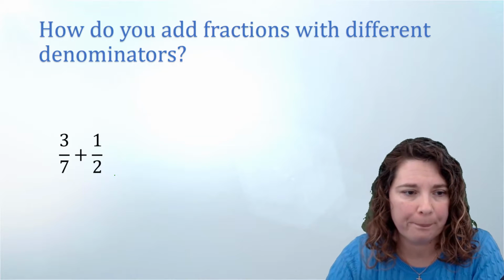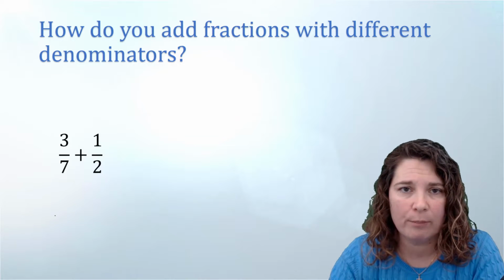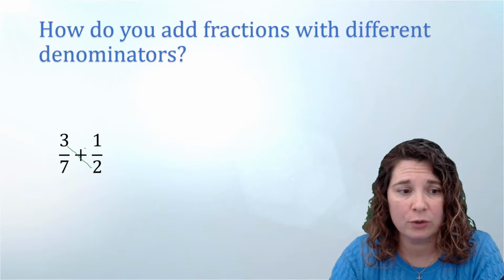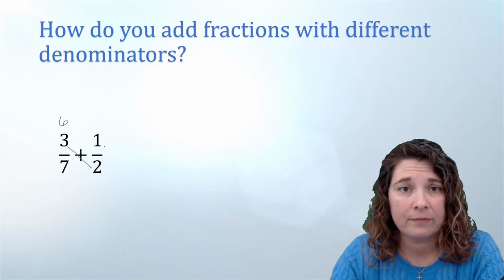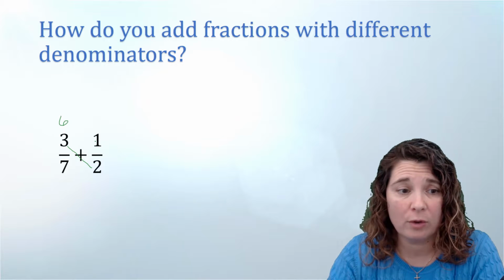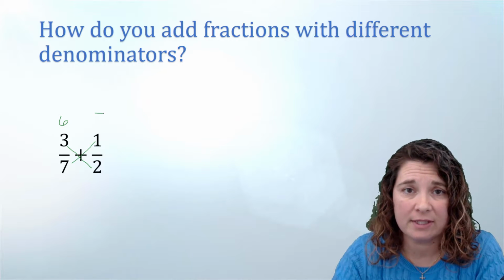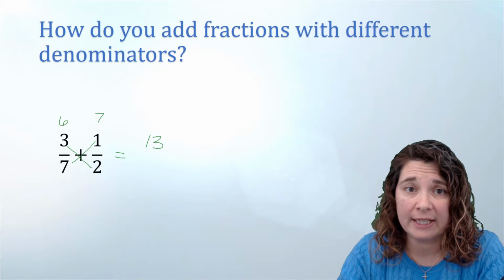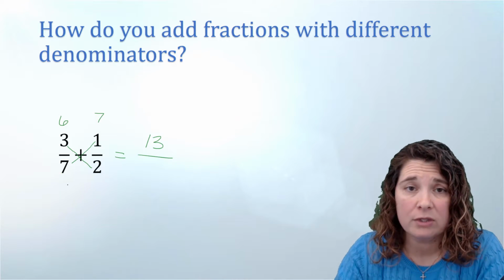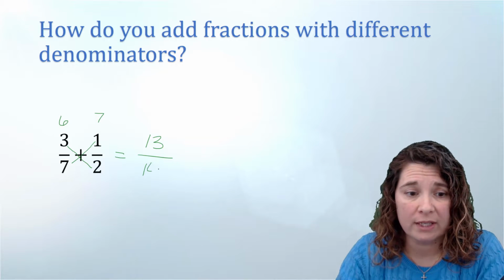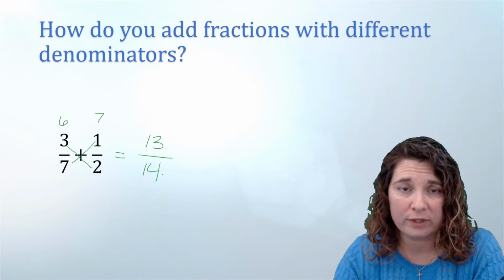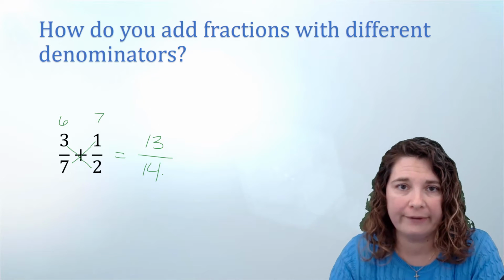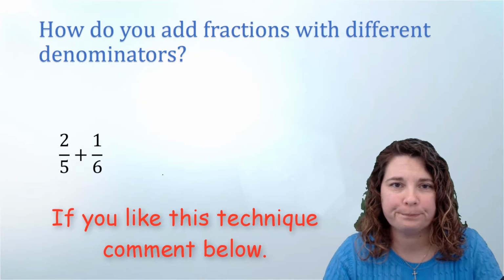Let's try this example. 3/7 plus 1/2. So it's cross multiply the 3 and the 2, and that gives us 6. Then cross multiply the other direction, the 1 and the 7, and that gives us 7. Let's add these two together, and that gives us 13. 7 times 2 is 14, and that's our denominator. So our answer is 13/14. Oh my gosh, was that simple or what? Let's try another example.